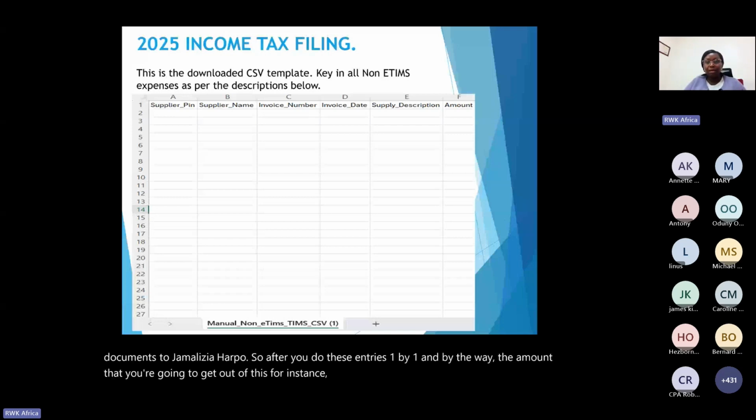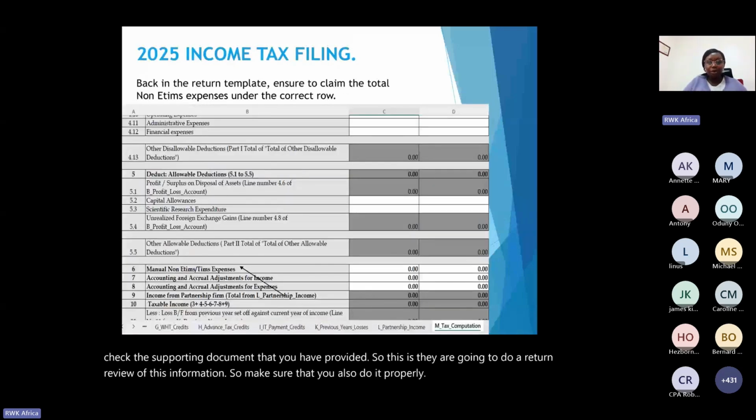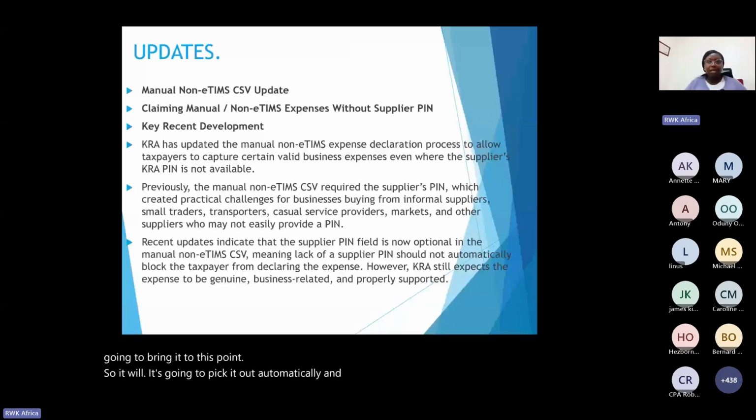After that, this is where you're going to put the information. So there's other allowable information, and number 6, manual and e-teams or teams expense. The information that you've provided here, you're going to bring it back to this point. So it's going to pick it automatically and bring it there. And that is how the return is happening.